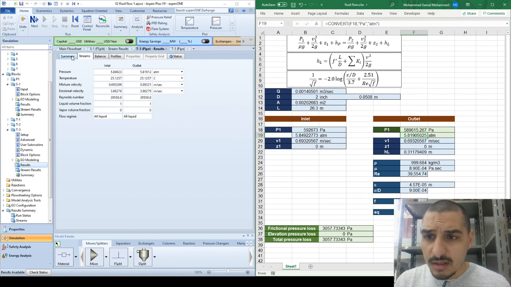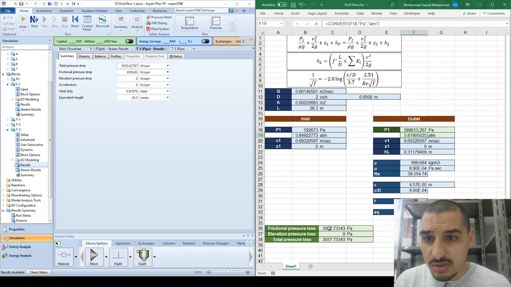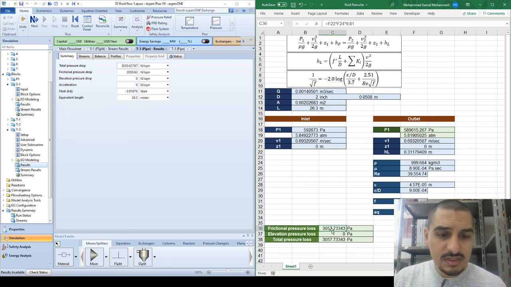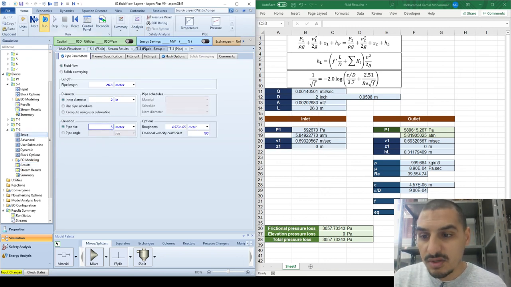And here's what I mentioned before. The losses are split into the frictional pressure losses, which is very, very close. It's 3050, and I got 3057. So it's very close, and there is no elevation pressure drop. The elevation pressure losses will show up when I have a difference in elevation, and this is what I can do here. If I put the elevation as 5 meters, I'm going to run the file and show the results.